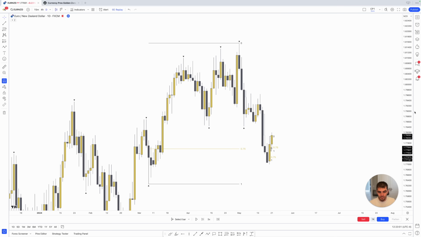So next up, we have EURNZD. Now, unfortunately, I didn't get involved in the trades that I'm about to go over. Some of our community members did, and I also talked about this in some of our weekly ongoing content within the Currency Pros community.